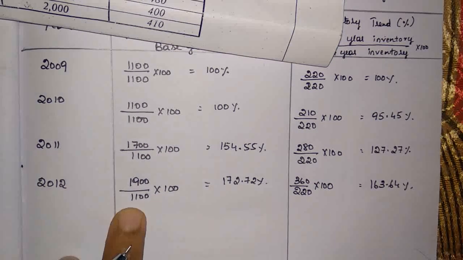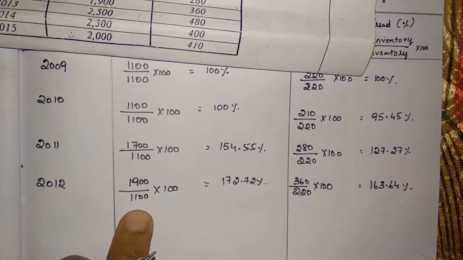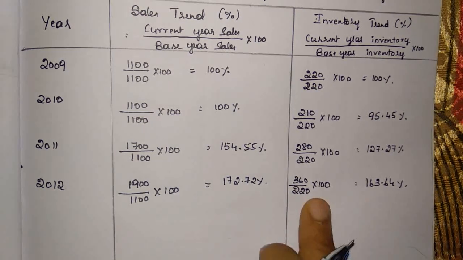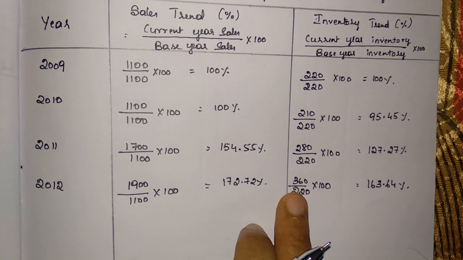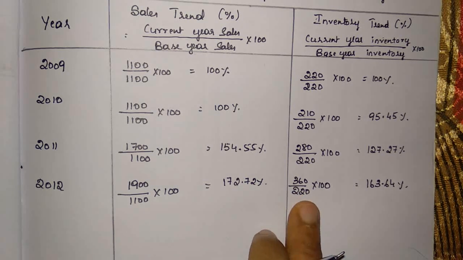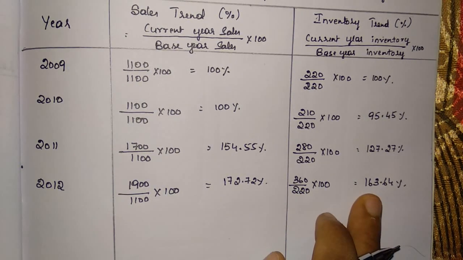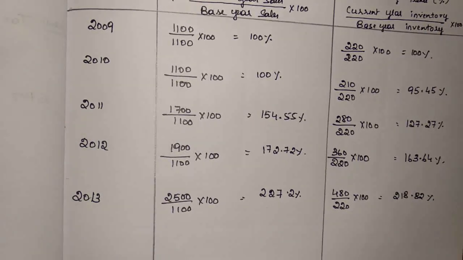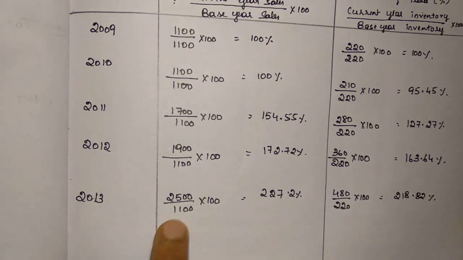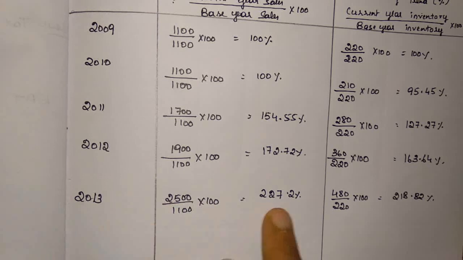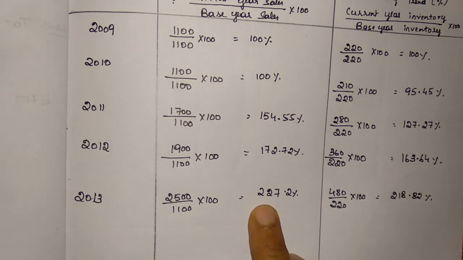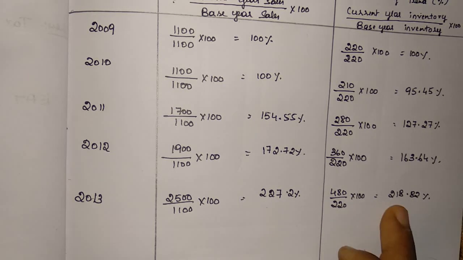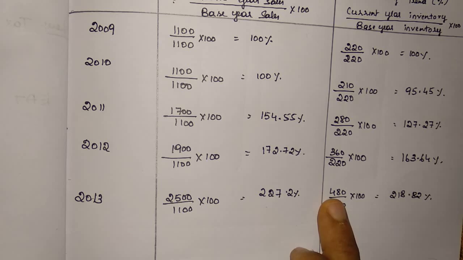and inventory trend in percentage is 127.27%. In 2012, 1900 sales and we got trend value 172.72%, and inventory 360 in current year compared with base year, and we got 163.64% trend value. And in 2013, current year sale is 2500, base year is 1100, value of trend is 227.2%. Inventory trend 218.82%, as inventory of that year is 480.